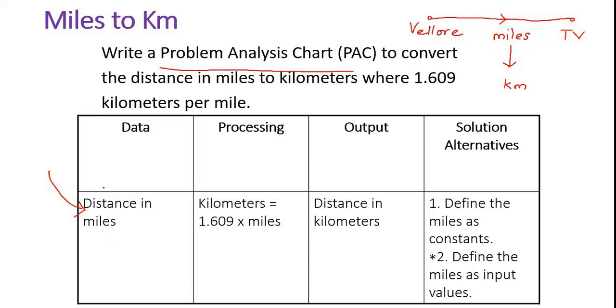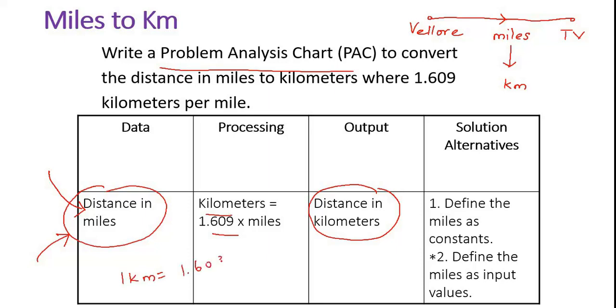So the input, the distance between any two places, is the data required. That is very important. Then the output, I know it should be in kilometers. For processing, I should know the relationship between kilometers and miles: 1 kilometer is 1.609 miles. Say there are 80 miles, then 80 into this will give the output. So I should know this information.